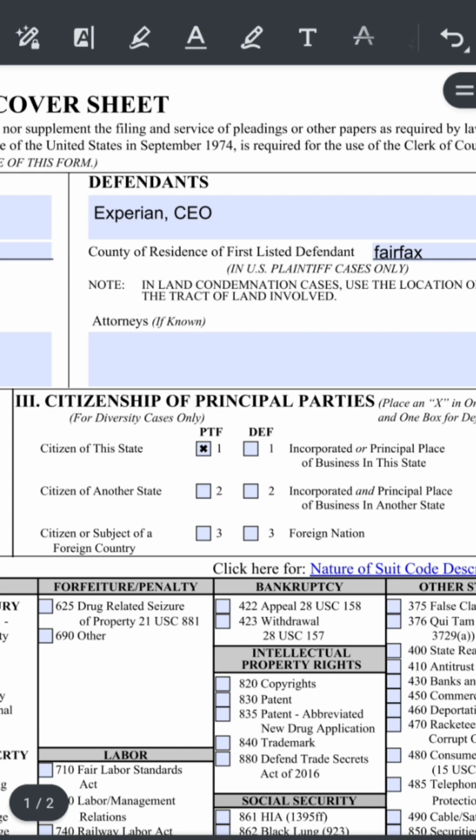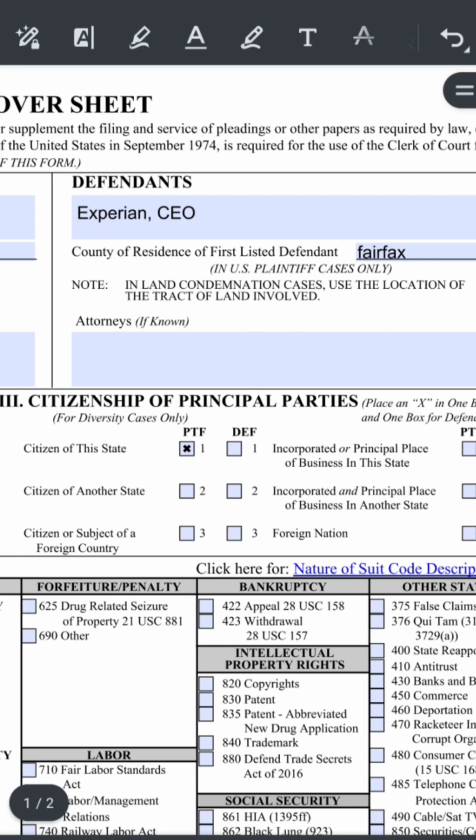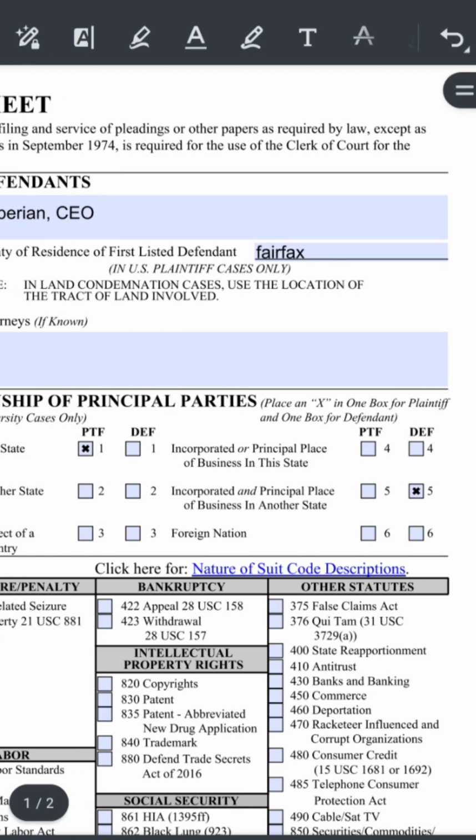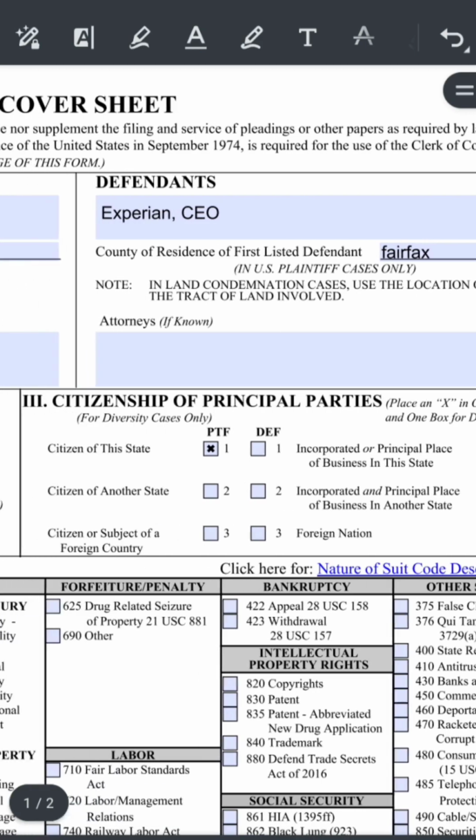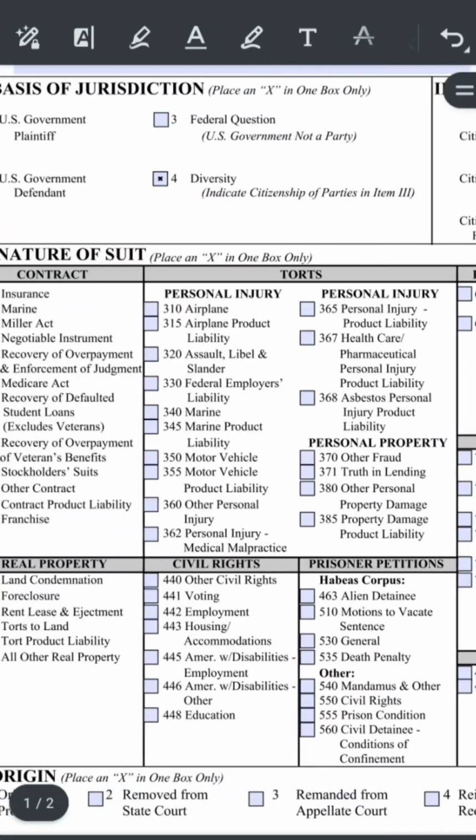Okay. Go through these and read these. I'm the citizen of this state. So you mark one for yourself, and you're also going to need to mark the other one for the defendant. So the defendants, they are incorporated and their principal place of business is in another state. So boom, I would mark 5 for the defendant. So they know that this is a diversity case.